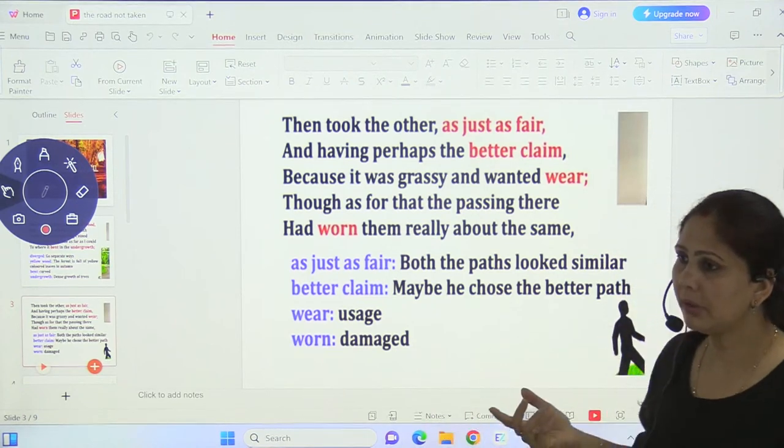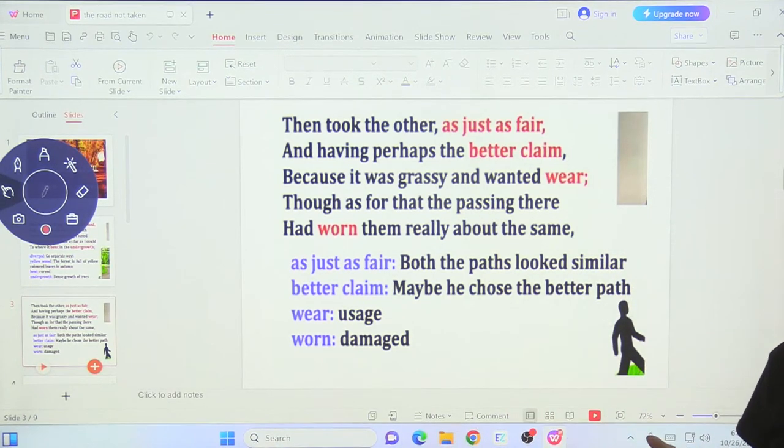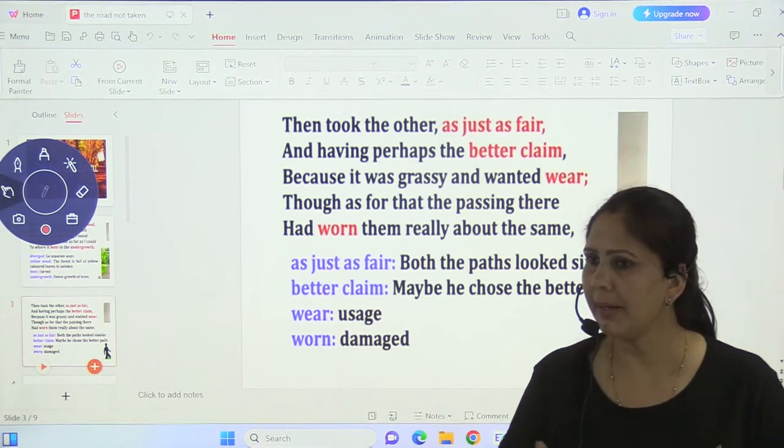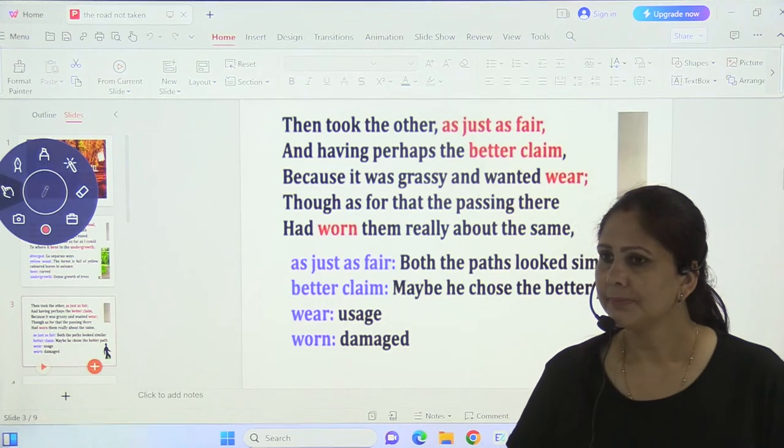Why did he want to travel on such a road which was not traveled by many people? We usually go for easy options, that whatever everybody is doing, we will also do. Everybody is becoming an engineer, so we will also try to become an engineer or doctor. So why did he choose a road which was not traveled by many people? Tell me.